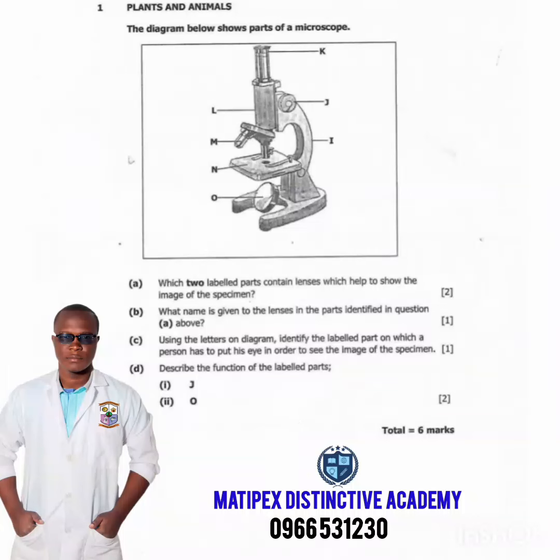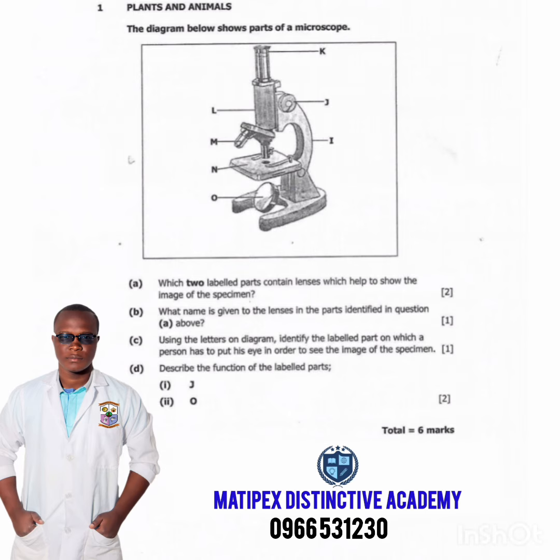Okay, so guys, let's look at this other question coming from plants and animals. The diagram below shows parts of a microscope. Question A. Which two labeled parts contain lenses which help to show the image of the specimen?